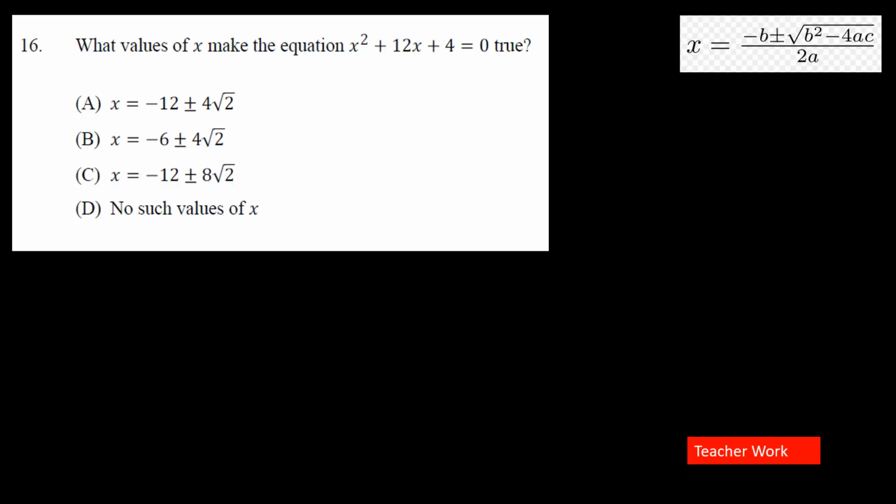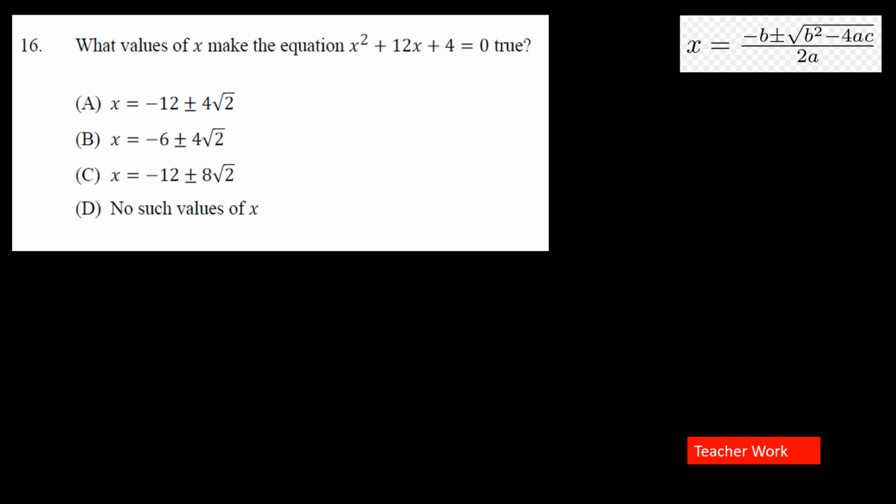Alright, and so for this final problem that we're going to be doing together, it says which values make true the equation x squared plus 12x plus 4 equals 0. So what we really have to do is solve for the value of x. We're looking for the roots.